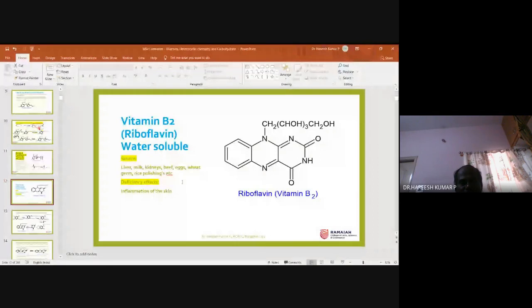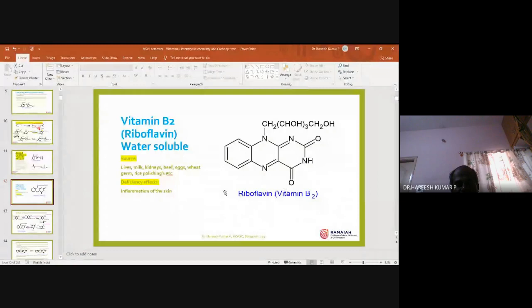Then what is the deficiency effect? Inflammation of the skin. Inflammation of the skin indicates a deficiency of vitamin B2, or riboflavin. So this is the structure. You need to remember that. This complete group is called the flavin group, and this group is called the ribo group. That is the reason it's called riboflavin.